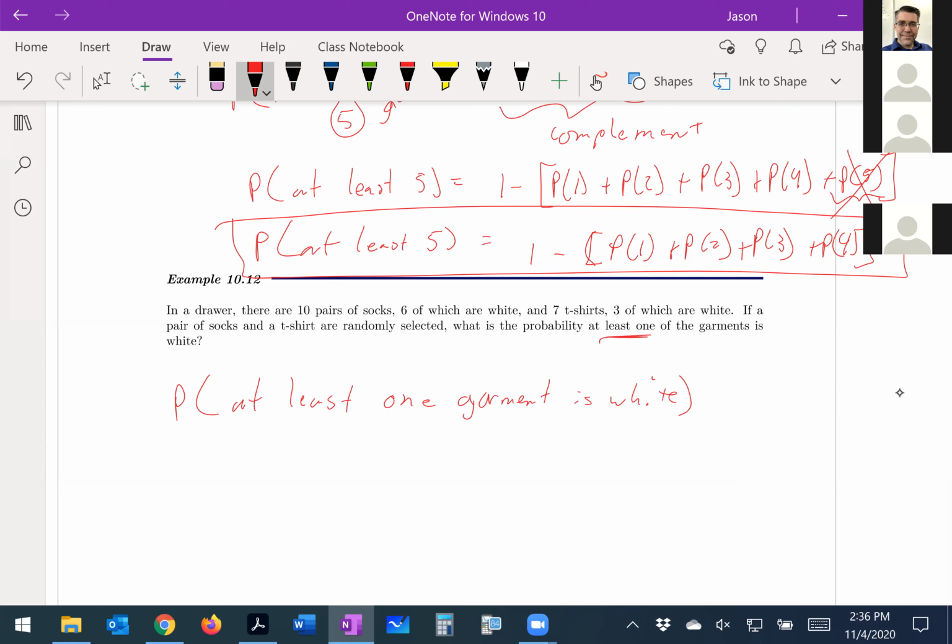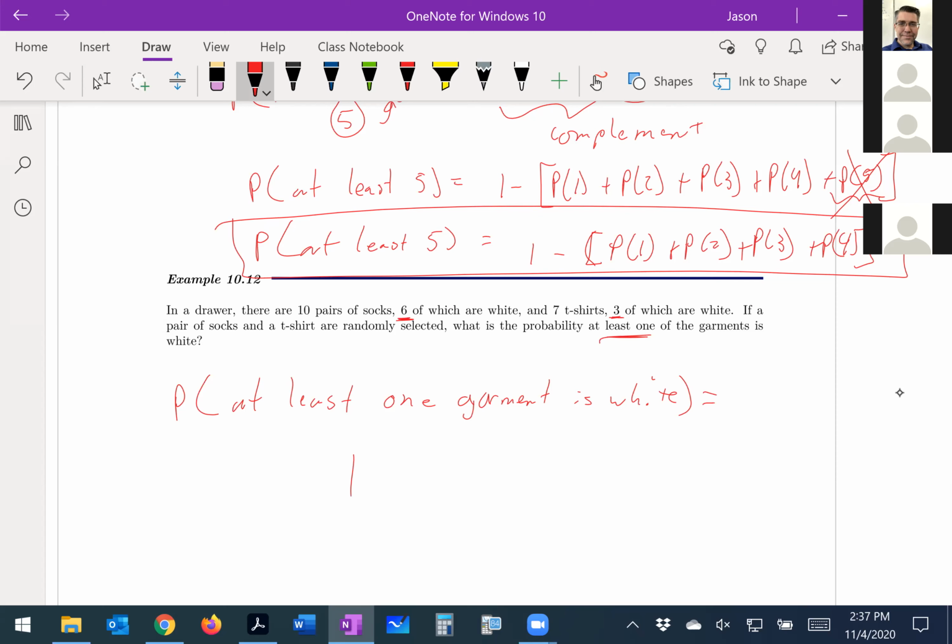There'd be a lot of possibilities here. We could get up to 6 white socks and up to 3 white shirts, and any combination of those. That's a lot of different combinations to run, where I just need at least one. Well, what's the opposite of this?